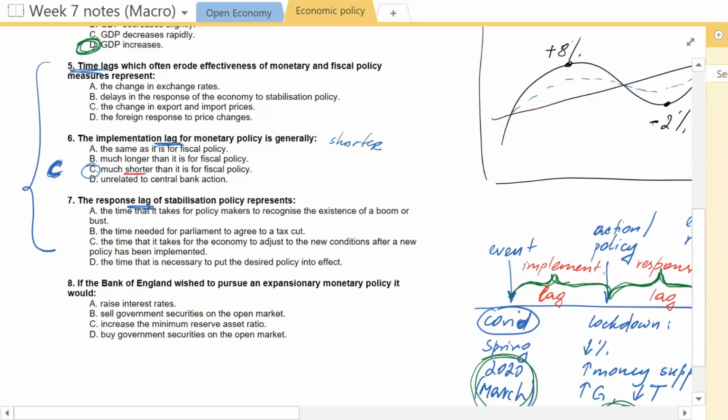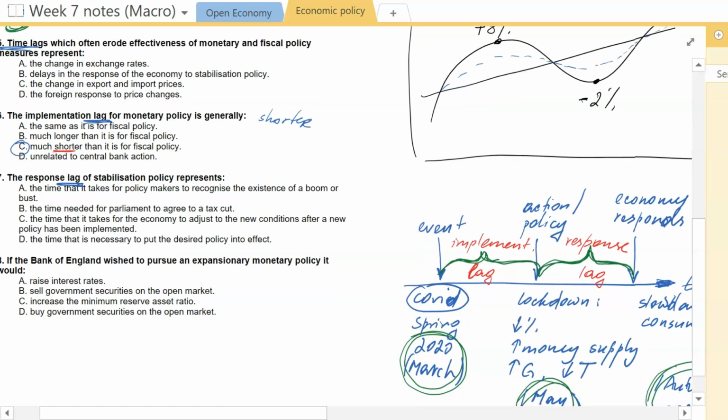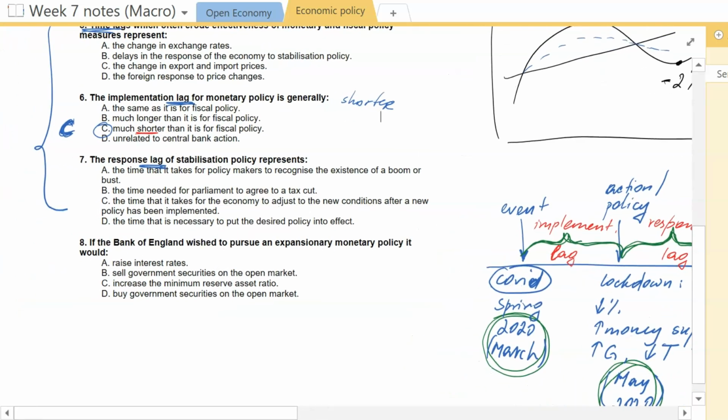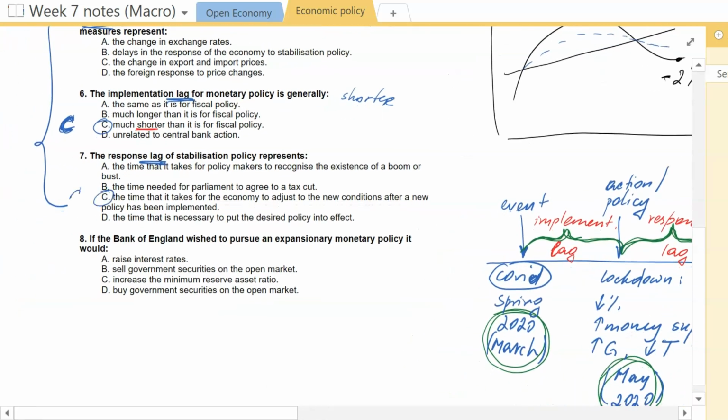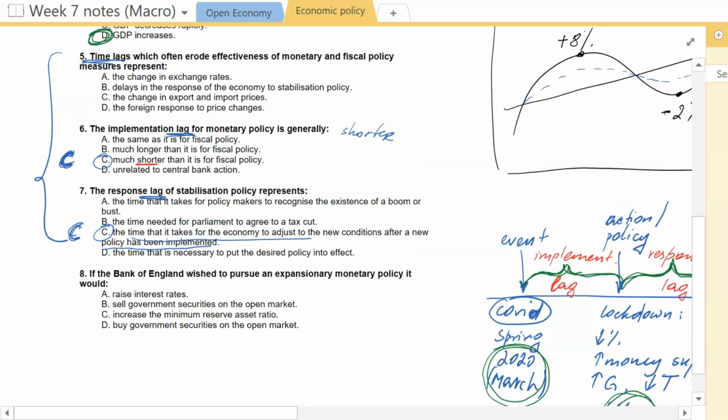The response lag. The response lag of stabilization policy represents the gap between the action and when the economy will start working. So generally it's answer C. The time it takes the economy to adjust to new conditions. The time it takes the economy to adjust to new conditions after the policy has been implemented. This is the response lag.